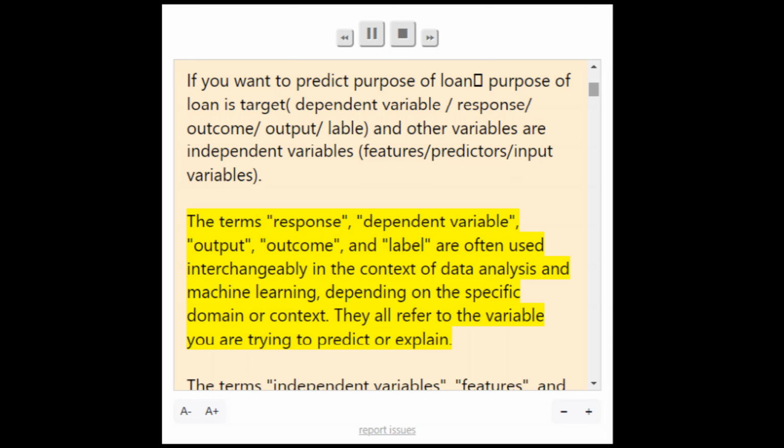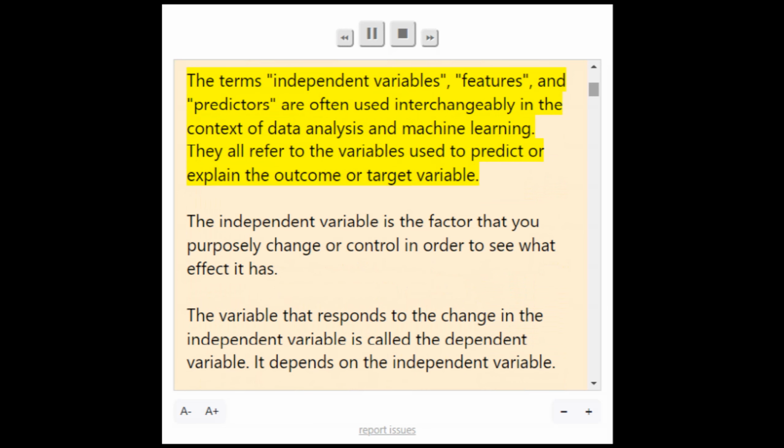The terms response, dependent variable, output, outcome, and label are often used interchangeably in the context of data analysis and machine learning, depending on the specific domain or context. They all refer to the variable you are trying to predict or explain. The terms independent variables, features, and predictors are also often used interchangeably. They all refer to the variables used to predict or explain the outcome or target variable.